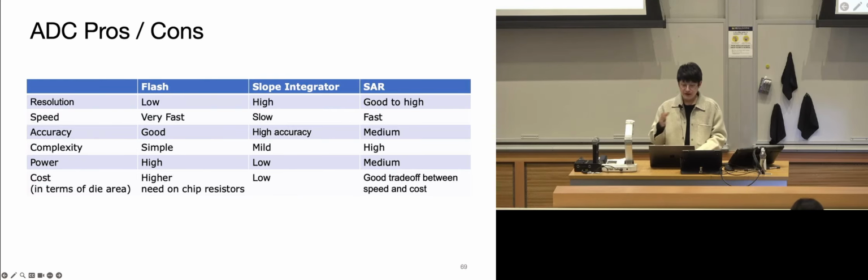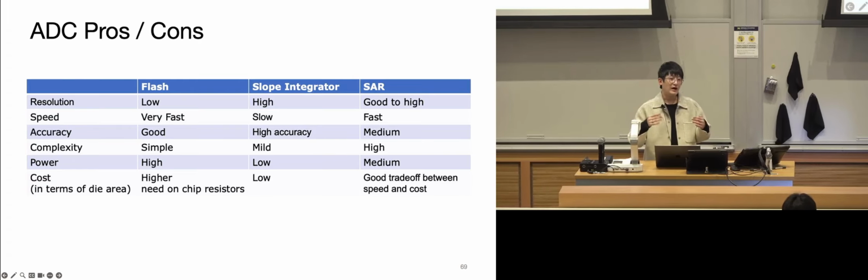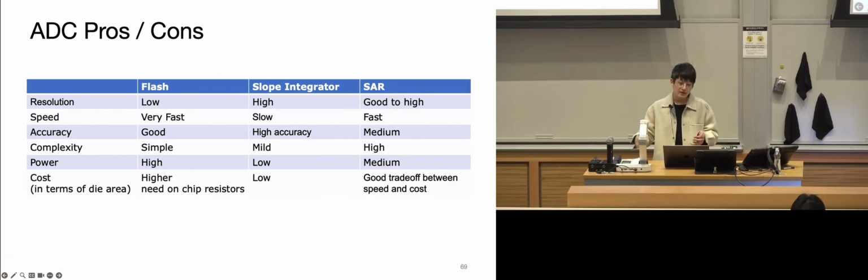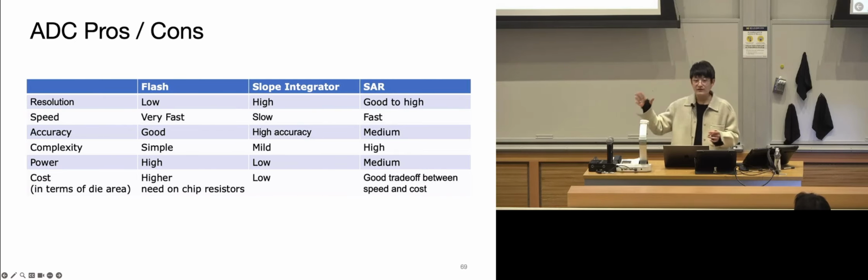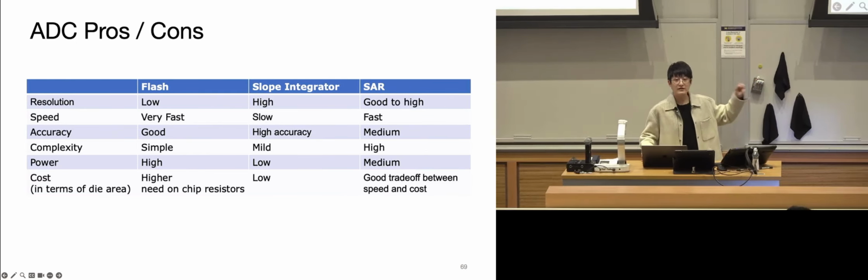Speed: very fast for the flash. Of the other two, the SAR is still fast, and the slope integrator is going to be slow because it takes a lot of cycles to do, especially if you want to go with higher bit resolutions. But for the flash, it's essentially just 1 clock. For the SAR, it's n clocks essentially. Any questions regarding these 3?